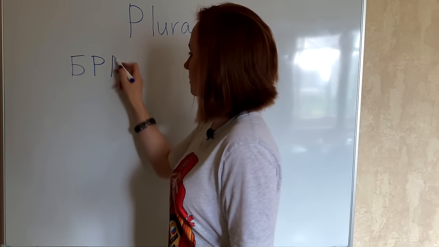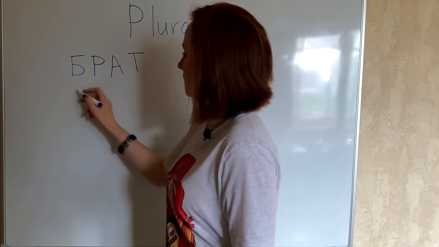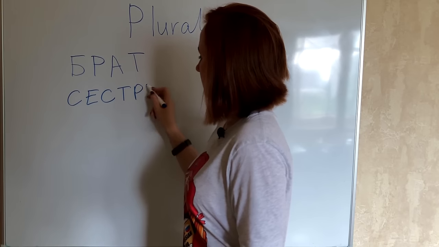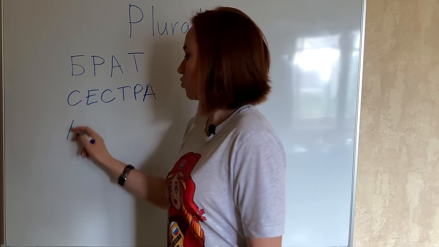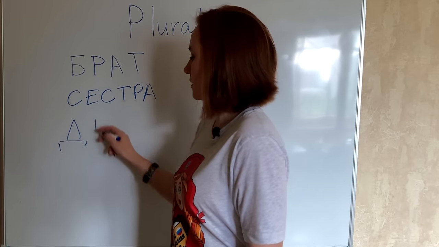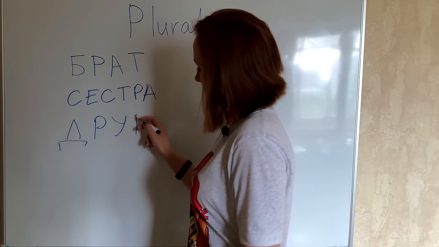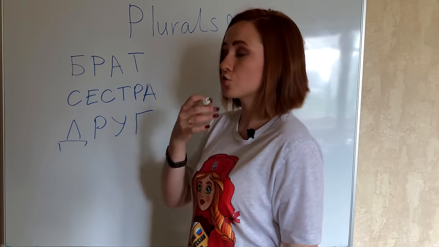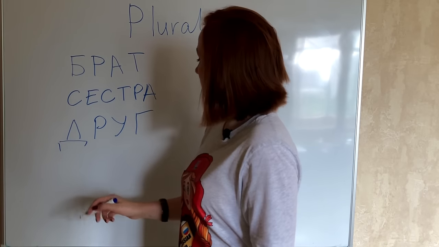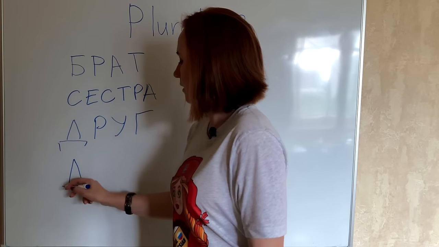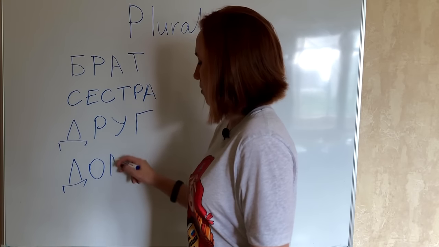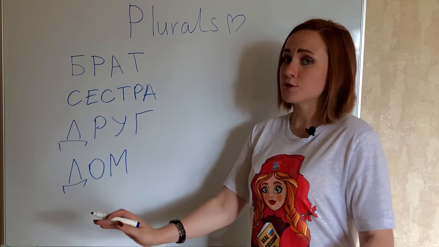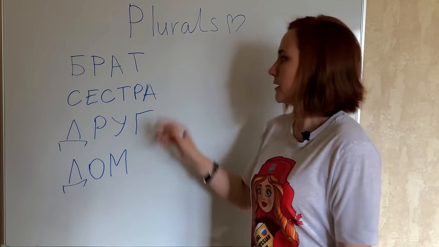Brat, let's write them down. Brat, сестра, друг, a friend, друг. Again, друг, not друг. And for example, a house, дом. So, these are exceptions, but these words you certainly need.